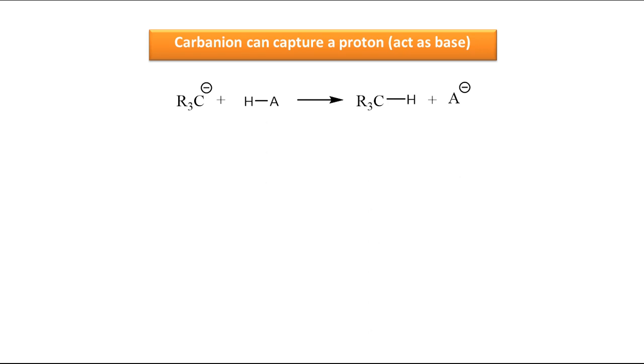Carbanion can capture a proton. In this case it will behave as a base. Here we have taken the general Carbanion structure, which is R3C minus. Here we have this acidic hydrogen. It is capturing this proton, and that is the fate of this Carbanion. Now it is converted to R3CH, so this new C-H bond is formed.